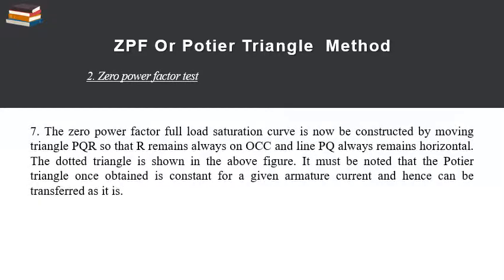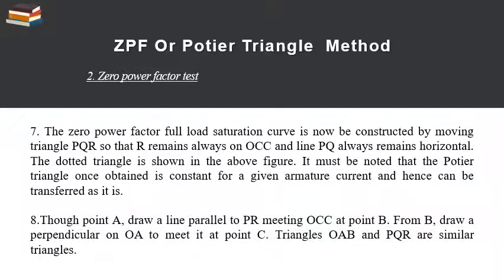Next, the zero power factor full load saturation curve is now constructed by moving triangle PQR so that R remains always on OCC and line PQ always remains horizontal. The dotted triangle is shown in the above figure. It must be noted that the Potier triangle once obtained is constant for a given armature current and hence can be transferred as it is.